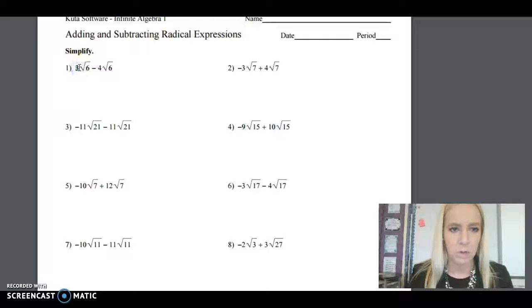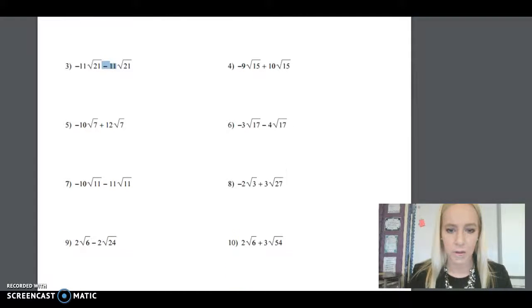3 square root of 6 minus 4 square root of 6. Square root of 6 is my like term. 3 minus 4 is negative 1 square root of 6. So use your computation. Negative 11 minus 11 is not 0. So just be cautious of your computation and use a calculator to double check.